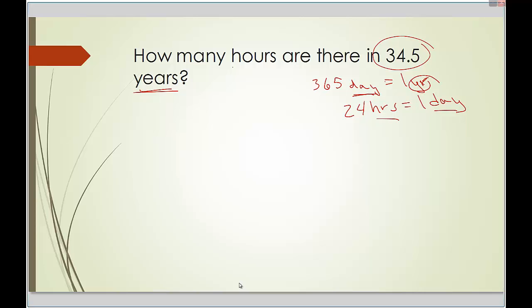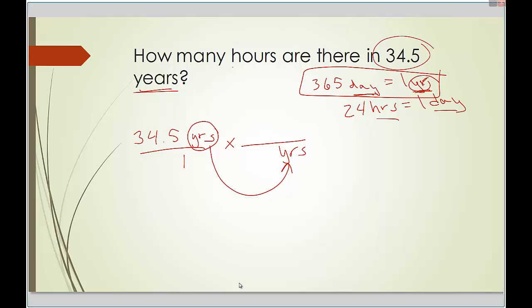So once again, we're going to have two conversion factors here that we're going to use. The very first step is to put the number you're trying to convert over 1. So 34.5 years over 1. Years is on top, so we put years on the bottom. And I look at my conversion factor. I see years on the top one, so I'm going to use this conversion factor. And notice that 1 is right next to years on the right hand side of the equal sign. So that's equal to 365 days. We have days on top, so we're going to put days on the bottom.